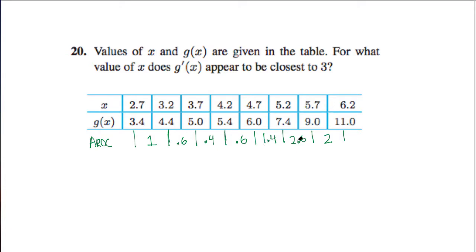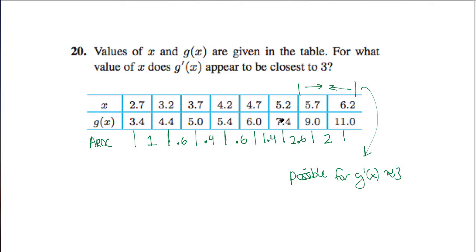Well, we see that it decreases to either side, but it seems to decrease less to the right. So we should say that somewhere between 5.7 and 6.2 is the only possible time to have a g prime of x close to 3. Now we should be a little bit more specific because it does say what value of x does it appear. So the real question is, how do we want to estimate this?